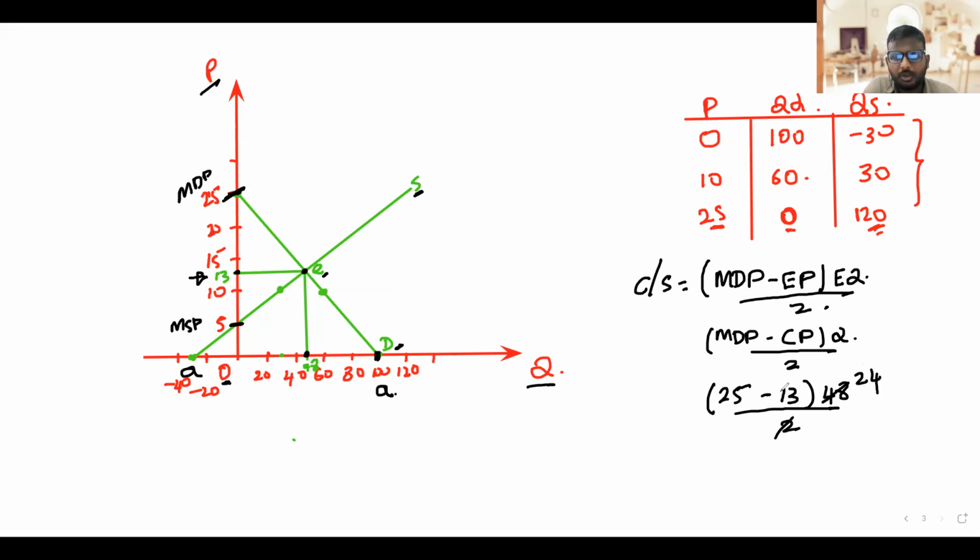So it's 24 into 12. 12 into 24. So 12 into 12 is 144, I think. Then it should be 288 rupees. Is that correct? Or did I make any mistake there? Or another way to do the same thing is 24 into 10 is 240. Right? 24 into 10 is 240. And then 2 24s are 48. So 240 plus 48, 288 rupees.